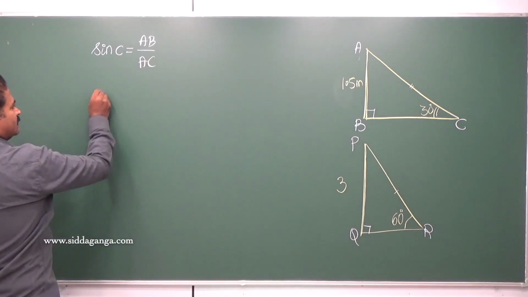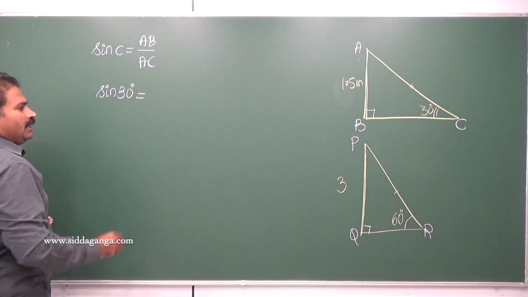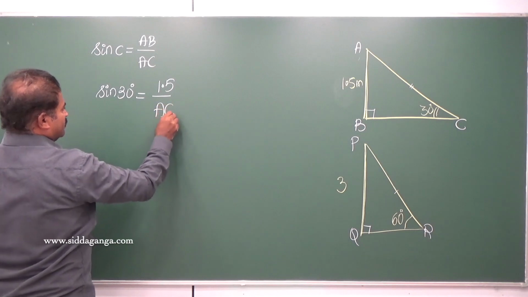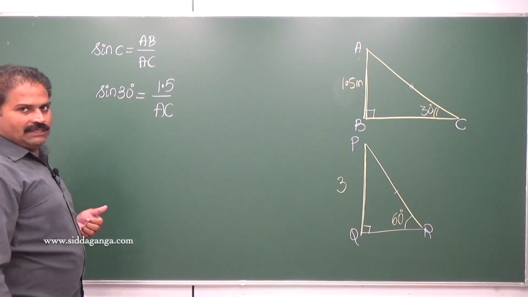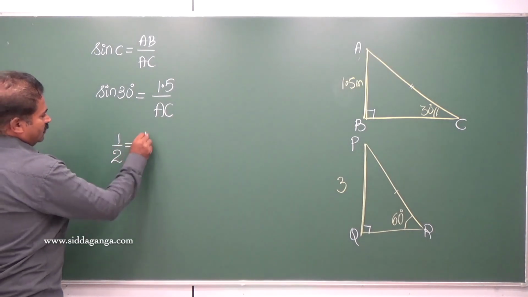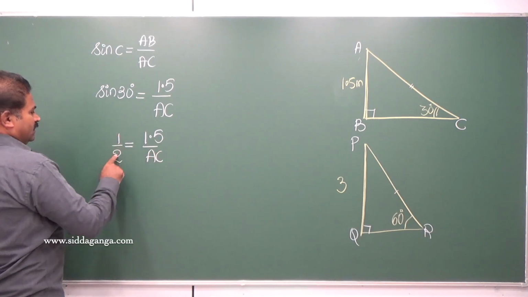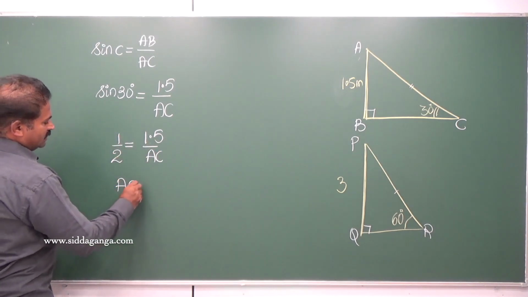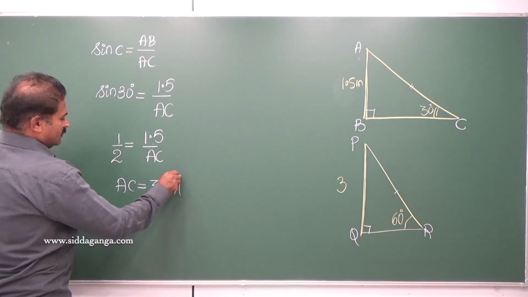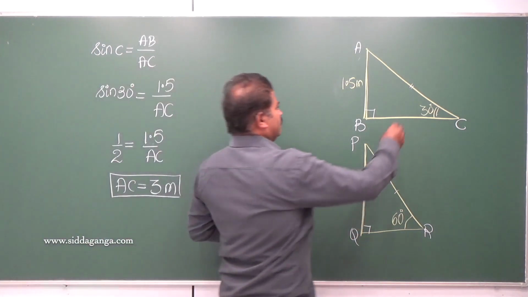So sin C is sin 30, which is equal to AB, 1.5 meters, divided by AC, which you need to find out. What is the value of sin 30? Sin 30 is 1 by 2. So 1 by 2 is equal to 1.5 by AC. So you can shift AC here and 2 here. So AC is equal to 1.5 into 2, which is 3 meters. So in the first case the length of the slide would be 3 meters.